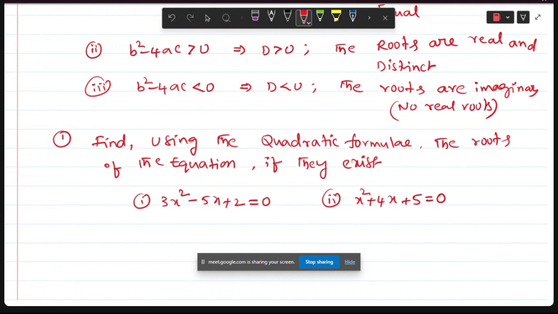Find, using the quadratic formula, the roots of the equation if they exist. Just try. I'll solve both and say the answers.